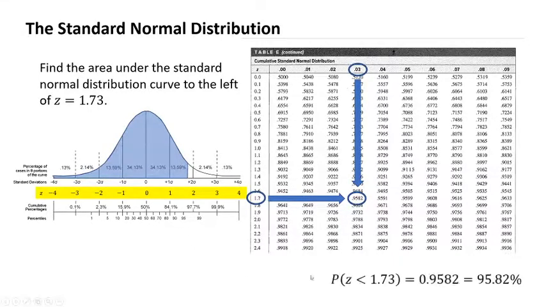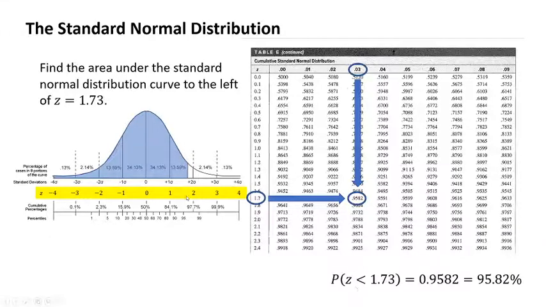So what does that mean? Okay, that means that 95.82% of the data is somewhere within this section. It's somewhere around the mean.